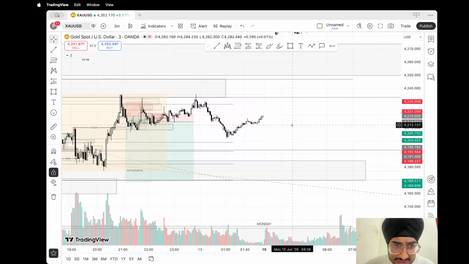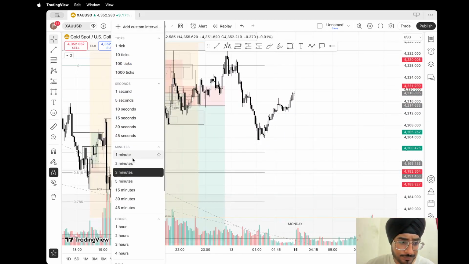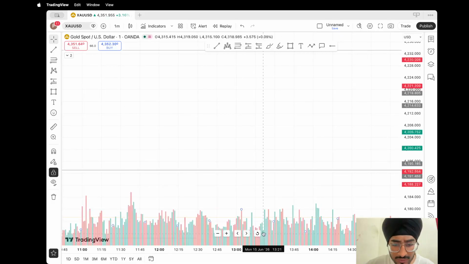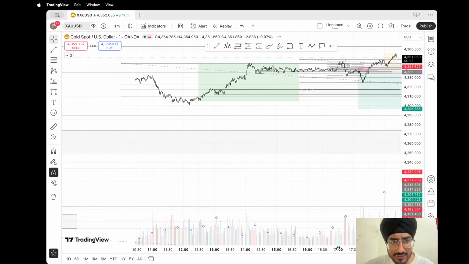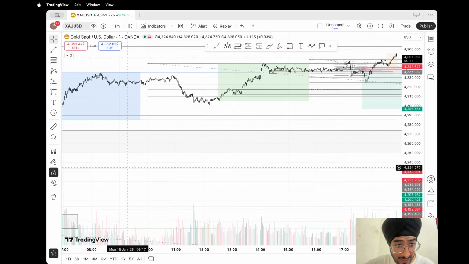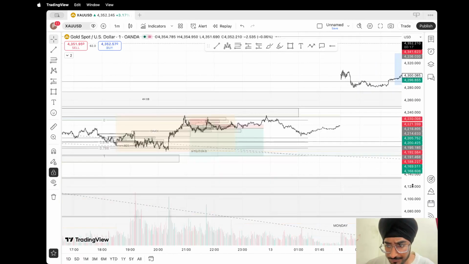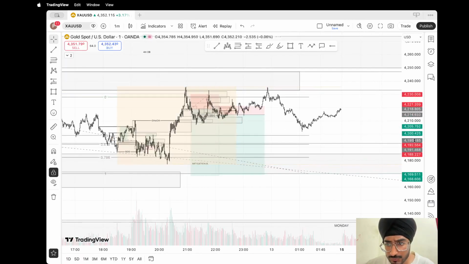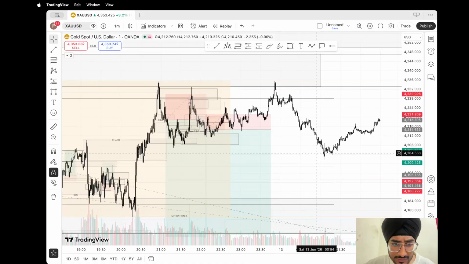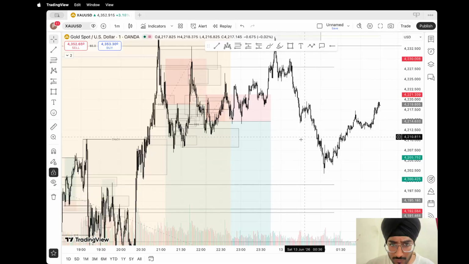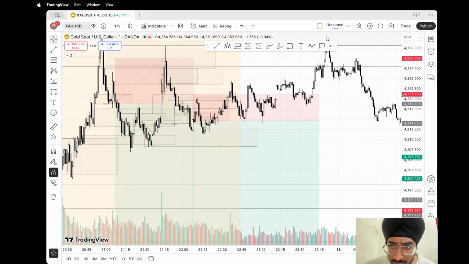after this first SL. After getting stopped out for the first time, I took an entry twice. We can take entry at least twice if our setup is there, and I just followed that. If you see here, I took a re-entry after getting stopped out here.